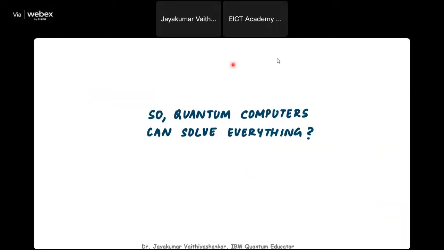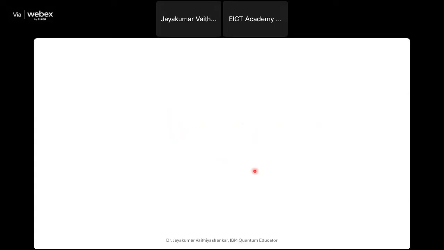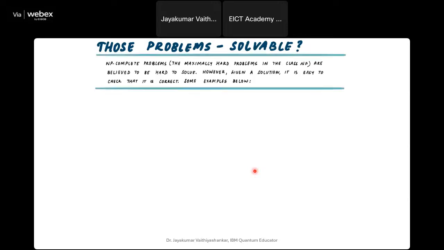You need to ask this question: whether a quantum computer can solve everything. The answer is obviously no. NP means verified efficiently, but not able to be solved. Take an example of an NP-complete problem. This is a maximally hard problem in the class of NP, believed to be hard to solve, but given a solution, it is easy to check whether it is correct or wrong.